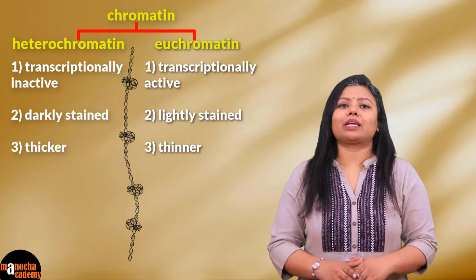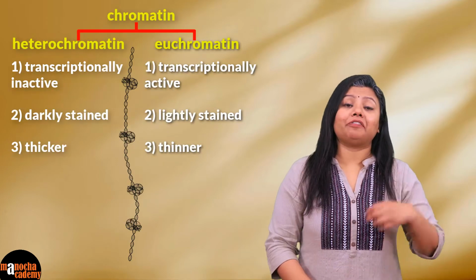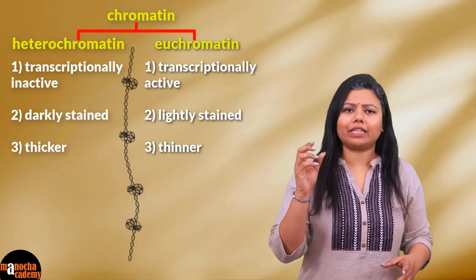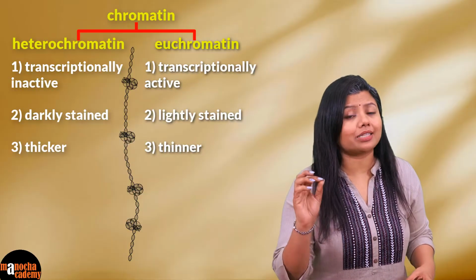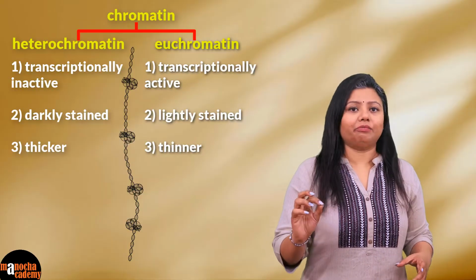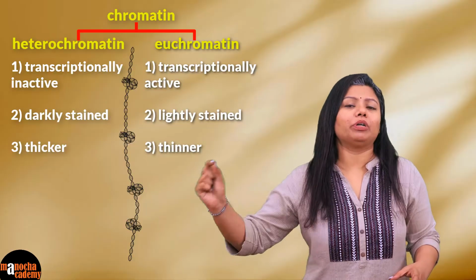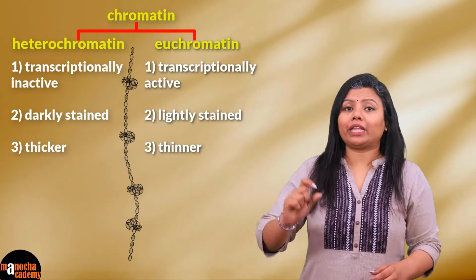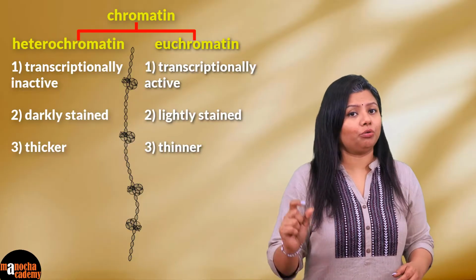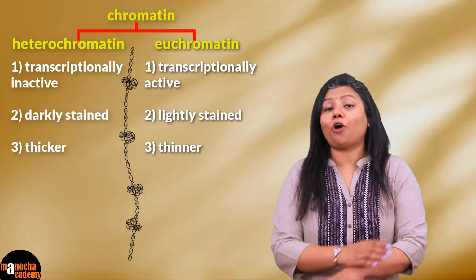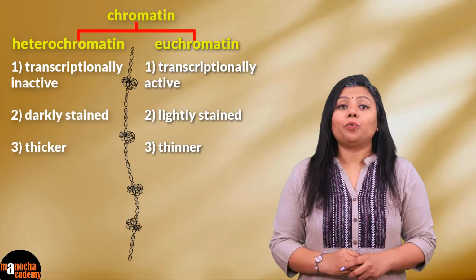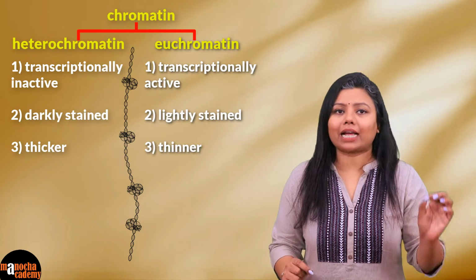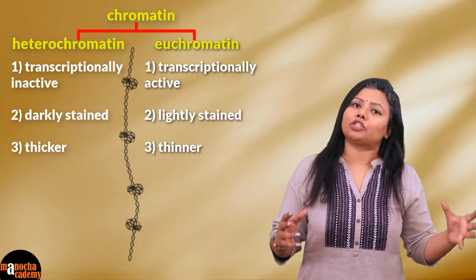So sometimes, as I said, chromatin can have lightly stained and darkly stained regions. The darkly stained thicker regions are actually transcriptionally not active, meaning they do not form protein. The process of formation of protein from RNA is called transcription. So they are transcriptionally inactive. They do not form proteins very frequently, or they do not form proteins at all. Whereas those regions which are lightly stained, thinner, are transcriptionally active and they are responsible for formation of proteins.